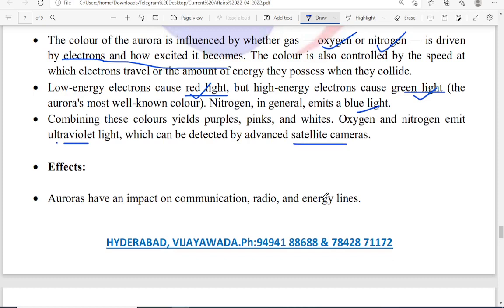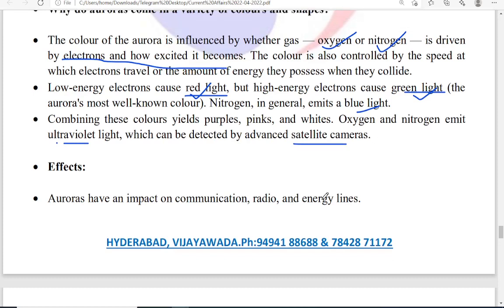Now, is there any effect on our human life because of these auroras? Yes, auroras will affect our communication system, radio system, and energy lines.